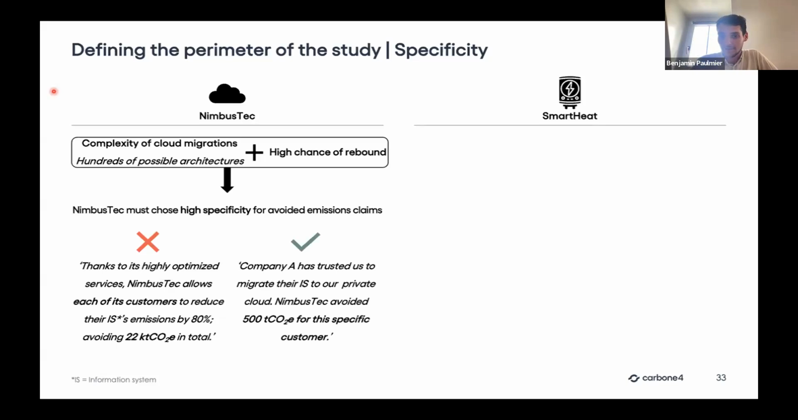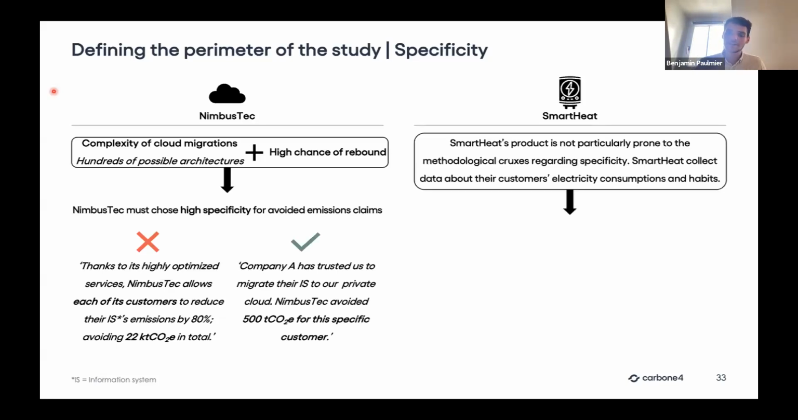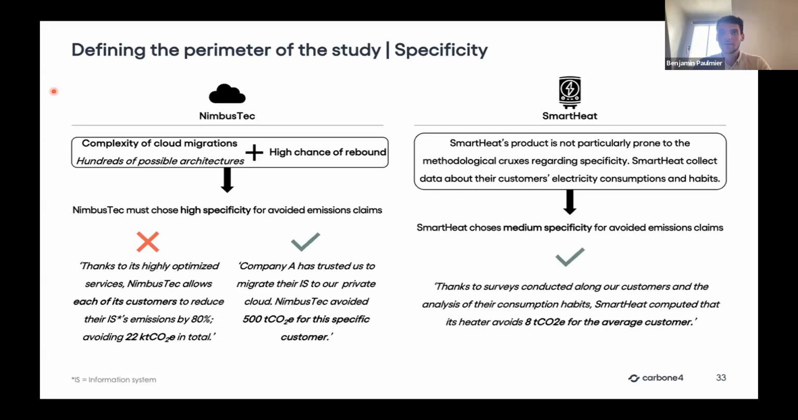So we avoided 500 tons of CO2 for this specific customer. For smart heat, the solution is not as prone to the different pain points, methodological cruxes mentioned in the report on specificity. So they're allowed to choose a lower level and not to look at a single Mr. and Mrs. X and their household that bought a heater, but look at their average customer base, thanks to surveys that they led among the customer base.